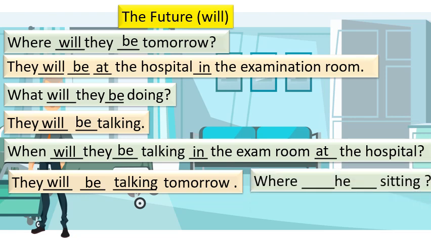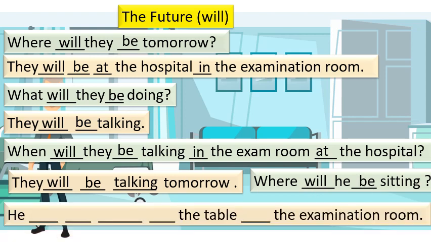The question? Where will he be sitting? The answer? He will be sitting on the table in the examination room.